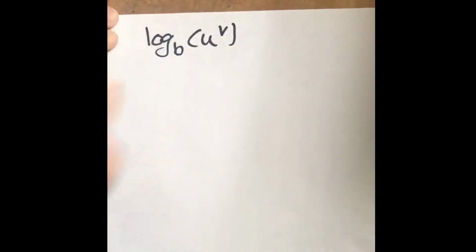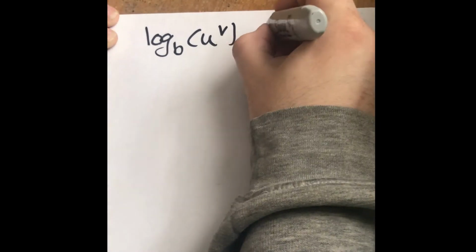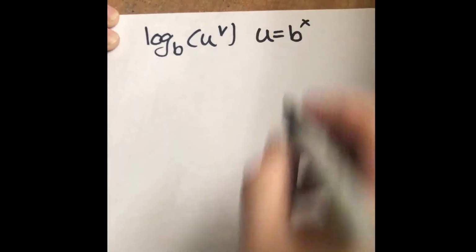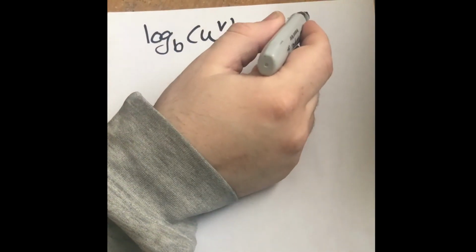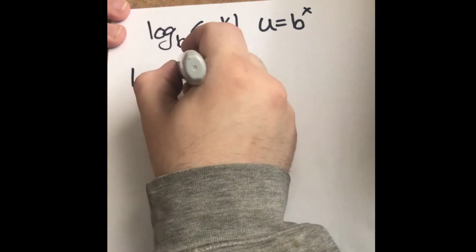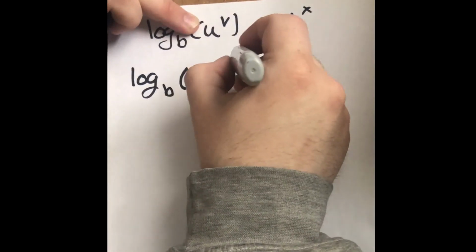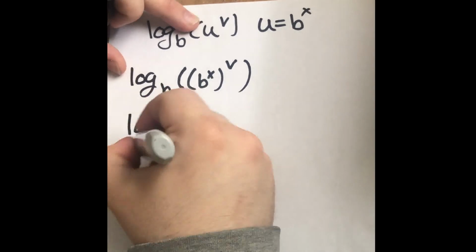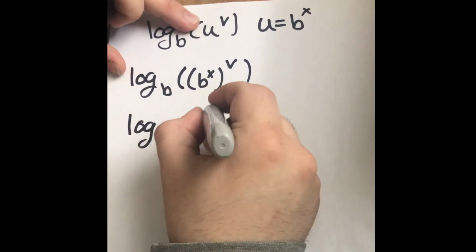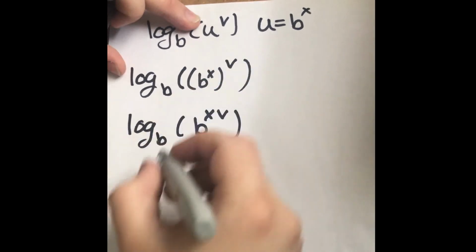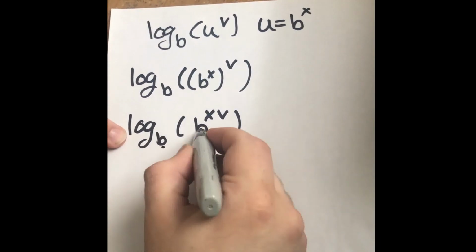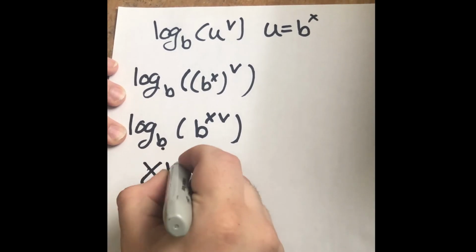So the next property we're going to look at is log base b of u to the v. So we're going to do the same thing we did last time. So I'm going to say there exists some number x such that u is equal to b to the x. I don't know what x is, but it's out there. We can say log base b, and then I'm going to substitute b to the x for u. This turns into b to the xv, right, because I'm just multiplying these. We have a log base b of b to the something, so we can say this is just xv.